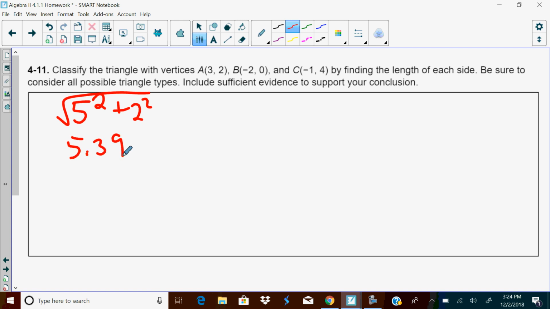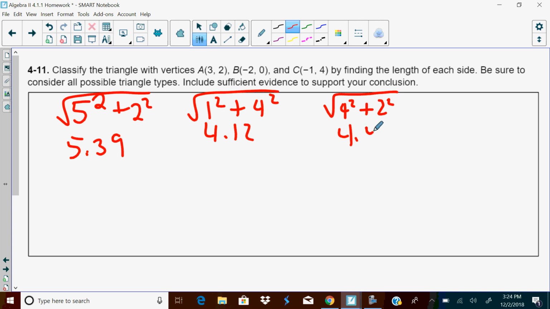And then for the next one, they're 1 apart and 4 apart. So 1 squared plus 4 squared, so I get approximately 4.12. And then the last one, I do A and C. So they're 4 apart, the x values, plus 2 apart. So I get about 4.48. So none of the sides are equal to each other, so I can say that this is a scalene triangle.